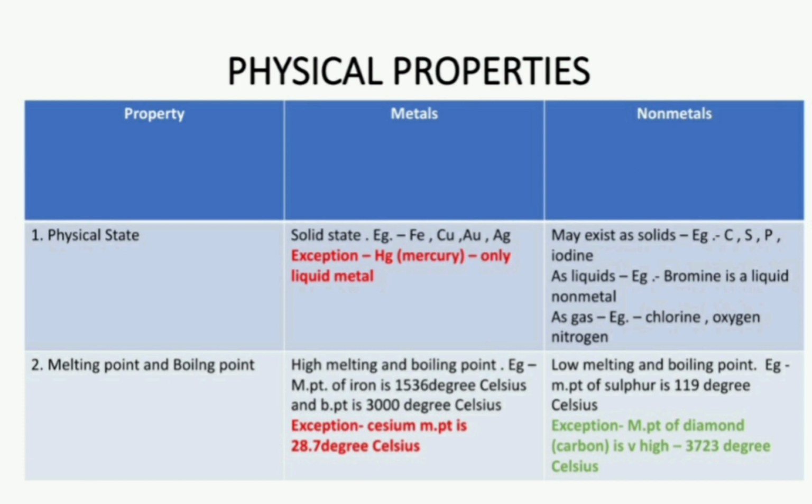Whereas non-metals generally have low melting point and boiling point as compared to metals. But over here also we have an exception of diamond as well as graphite, which are forms of carbon, which have very high melting and boiling points.